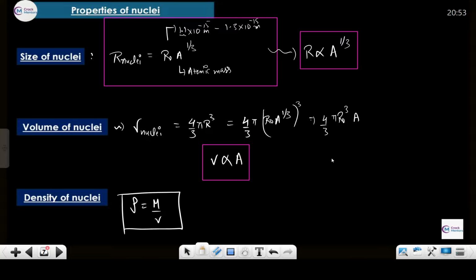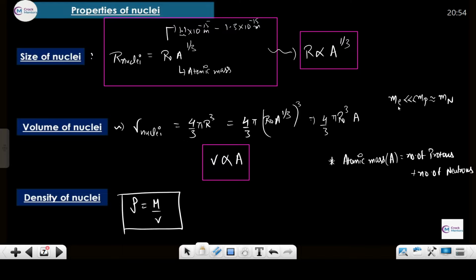We know that atomic mass, which is represented by capital A, is the number of protons plus the number of neutrons. And one more thing we know is the relation between the mass of electron, mass of proton, and mass of neutron. The electron mass is so much less, and the mass of proton and mass of neutron are almost comparable.